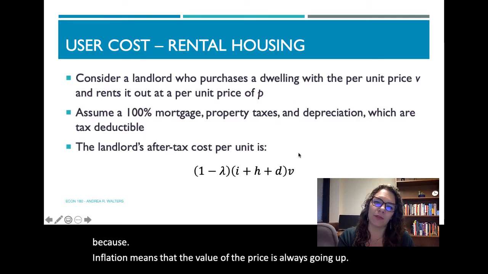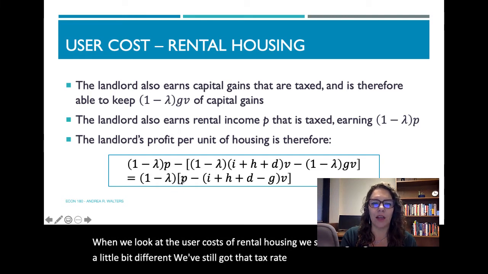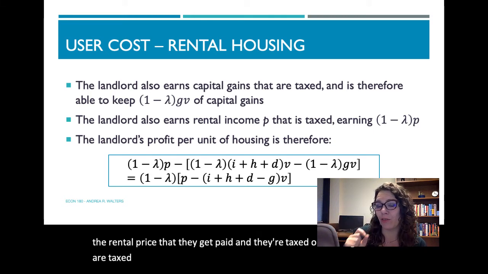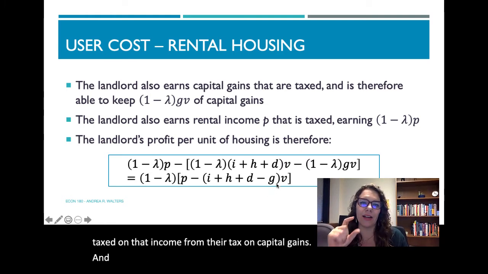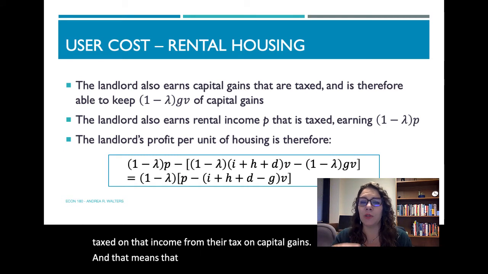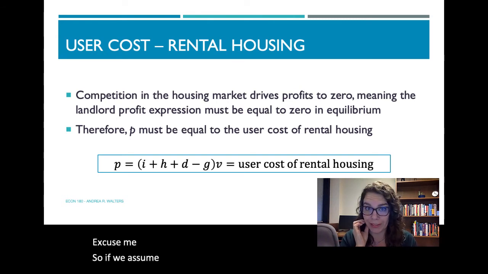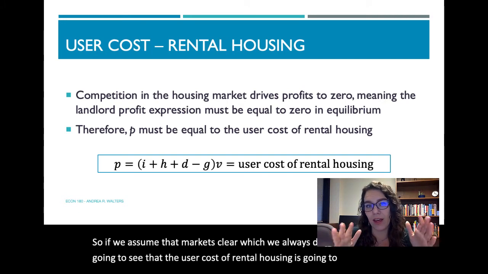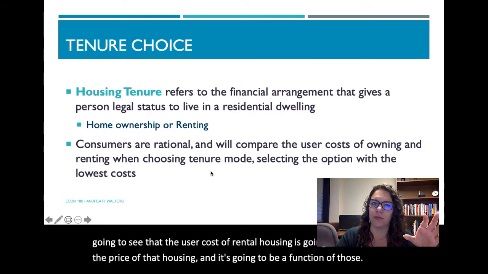When we look at the user cost of rental housing, we see it's going to be a little bit different. We've still got that tax rate here, but now we've got the rental price that they get paid, and they're taxed on that, right? They're taxed on that income from the rent. They're taxed on capital gains, and that means that their profit is going to be reduced by their tax rate. So if we assume that markets clear, which we always do, then we're going to see that the user cost of rental housing is going to be equal to the price of that housing, and it's going to be a function of those user costs.